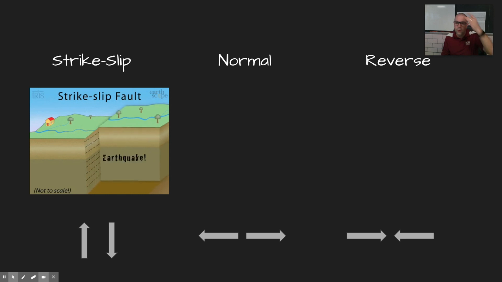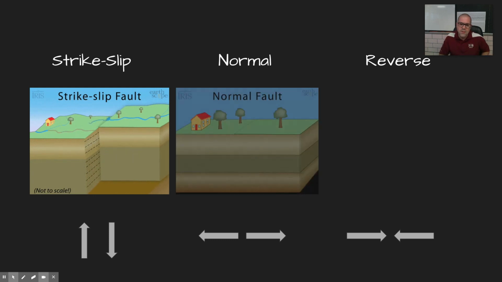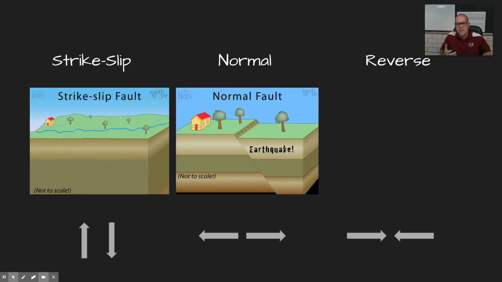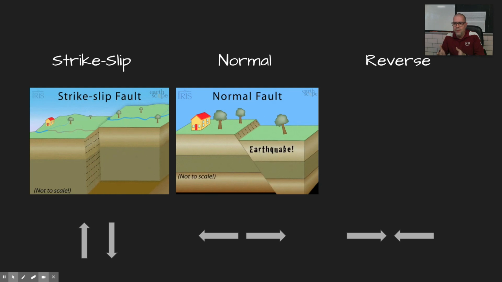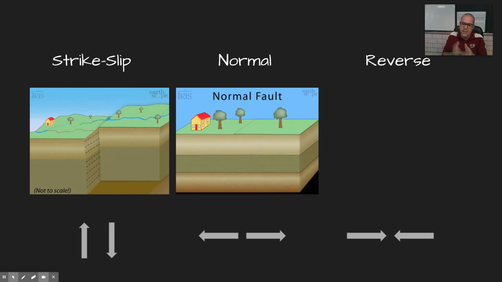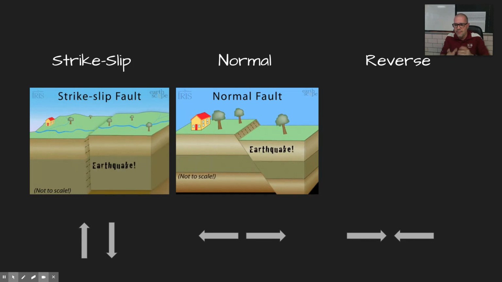We also have normal faults. Now, earthquakes at normal faults are caused because of forces that are pulling the rock apart. So in the normal faulting process, what we normally see is one block of rock dropping down the fault plane relative to another block. And that's normal faulting.